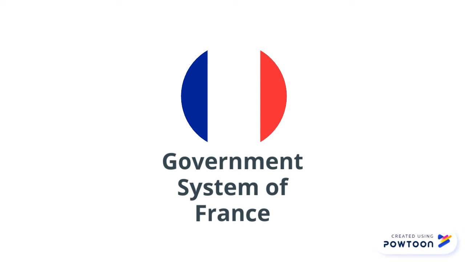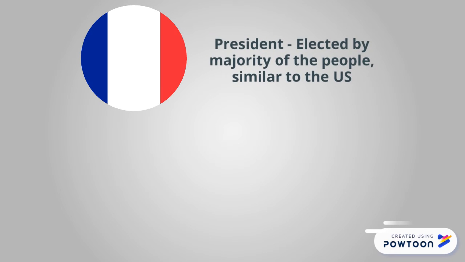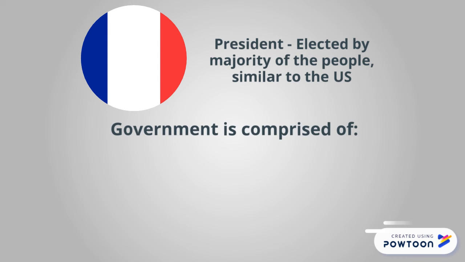Let's move on to the type of government system of France. Unlike Australia, France's government system is a semi-presidential system, also called a dual executive system. France has a president that is elected by a majority of the people, similar to the US. The government of the French Republic is comprised of the Prime Minister, the Ministerial Council, Parliament, and Judicial Branch.